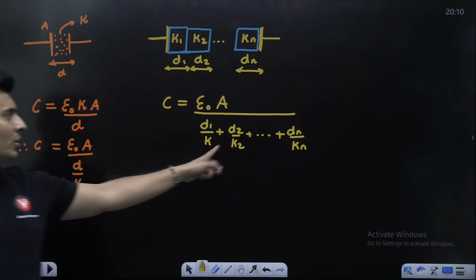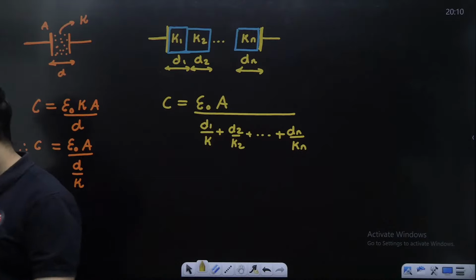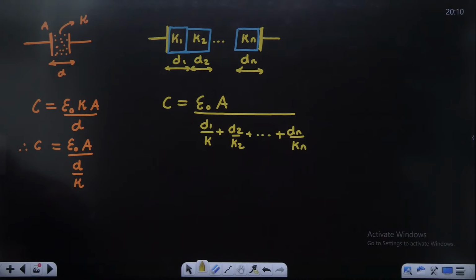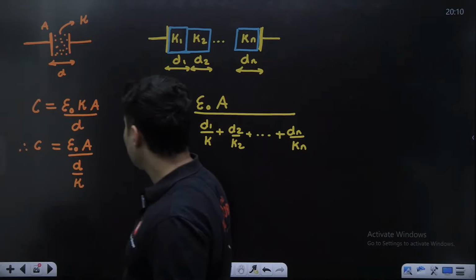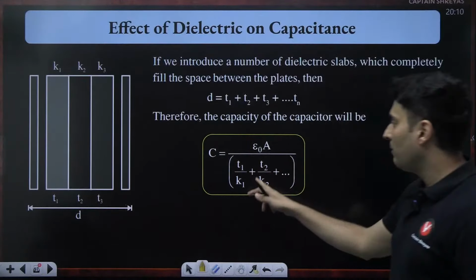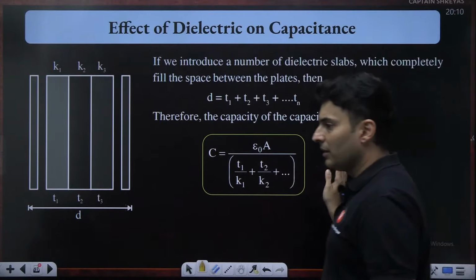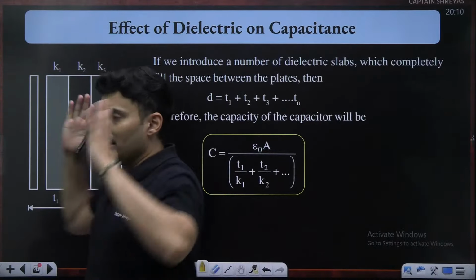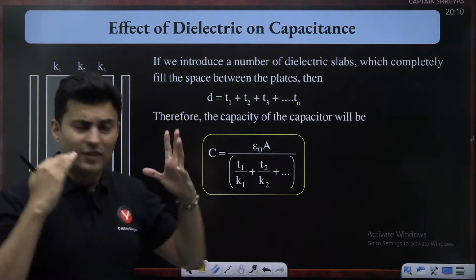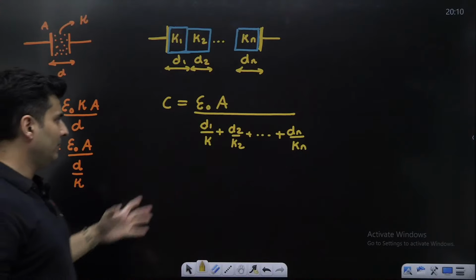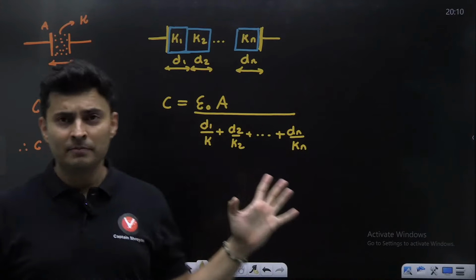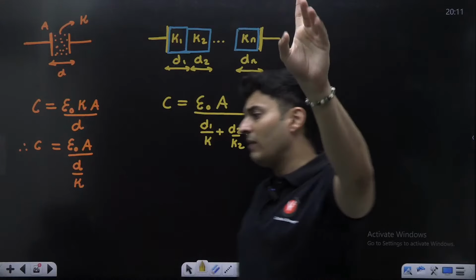Instead of D by K, you put it as summation D by K. That's all. Straightforward, guys. Very nice. So that is the formula: epsilon naught A divided by thickness by K, distance by K. Whether it is air or not air doesn't matter. If it is air, K value will be 1.